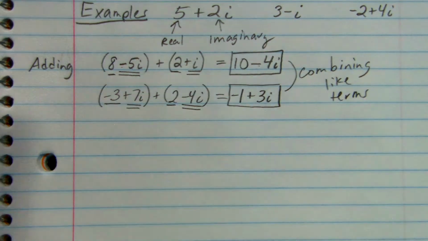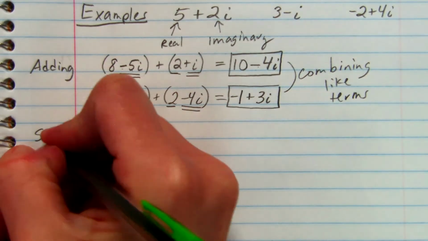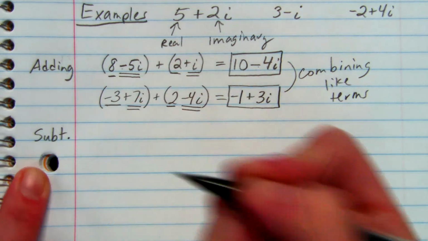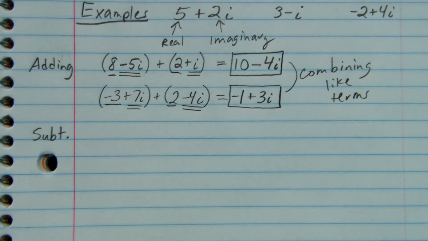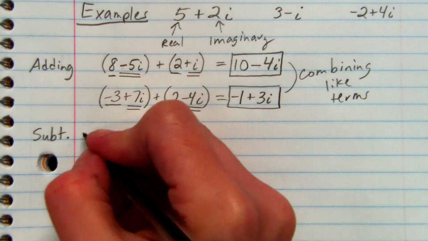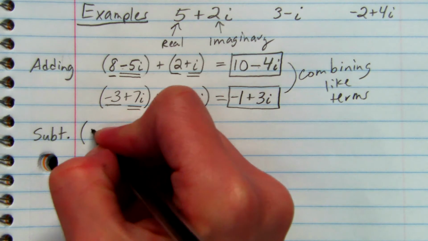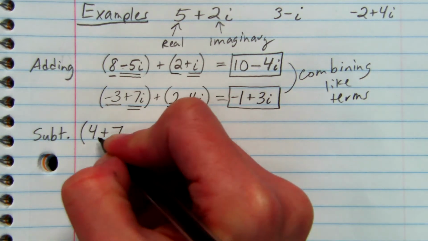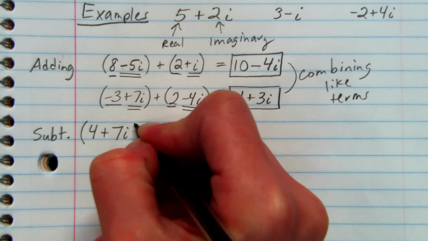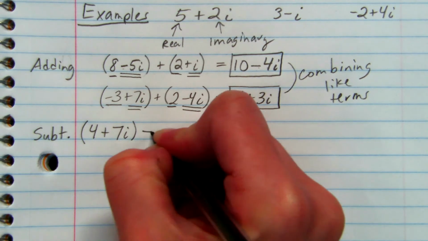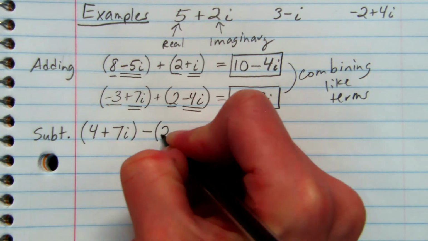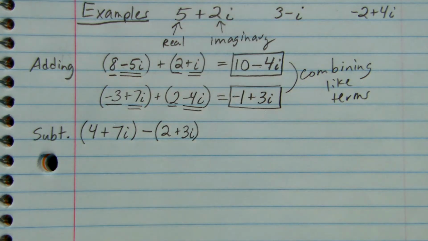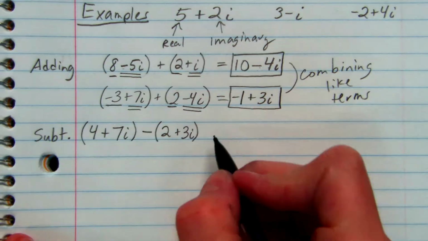Okay, so for the next piece, we'll do subtracting. I'm just going to write SUBT to stand for subtraction. With subtraction, there is an extra step. You wouldn't think there would be, but there is. So we're going to start with 4 plus 7i in parentheses minus, in parentheses, 2 plus 3i. So everything in the parentheses is positive, so you can kind of get the idea.